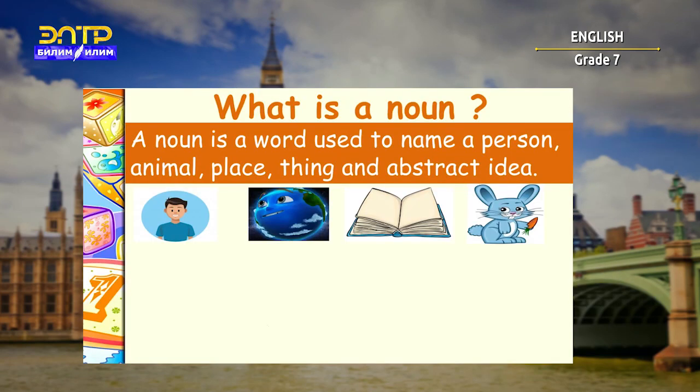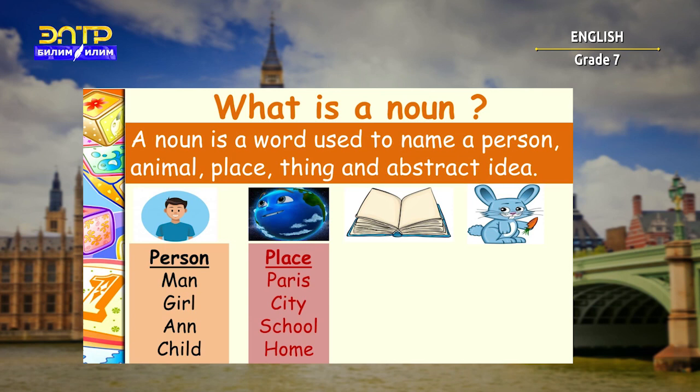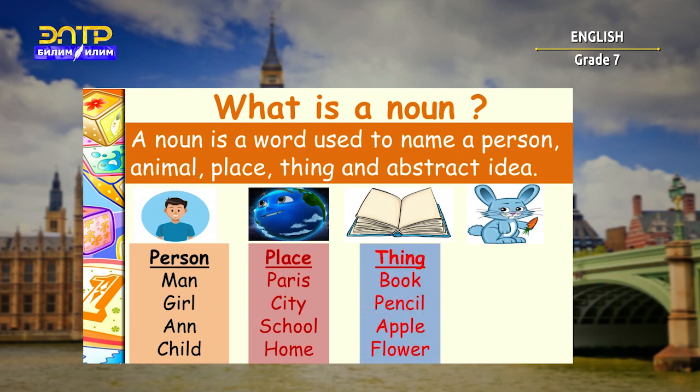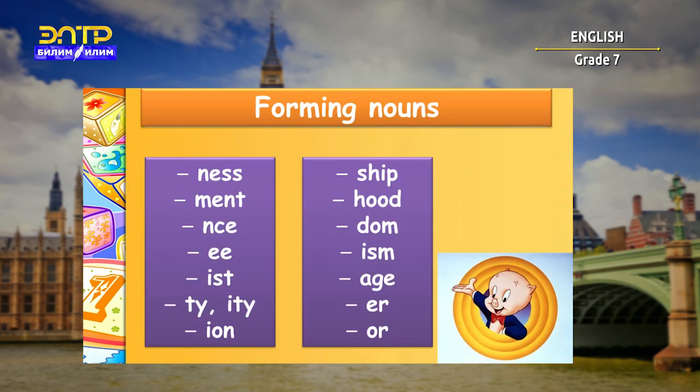At first, let me ask you a question. What is a noun? A noun is a word used to name a person, animal, place, thing, or abstract idea. For example, man, girl, child, Paris, city, school, home, book, pencil, apple, flower, dog, cat, whale, lion, and too many others. Nouns are often formed from the other parts of speech, most commonly from a verb or an adjective.